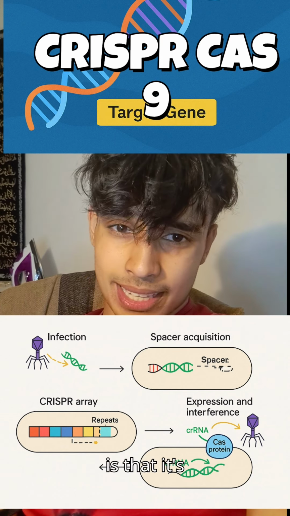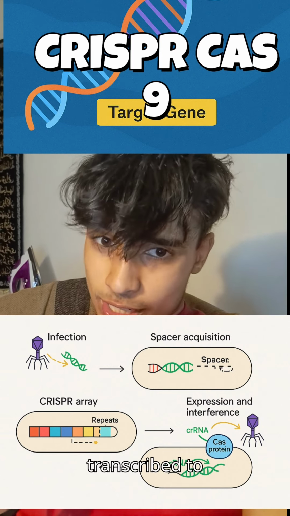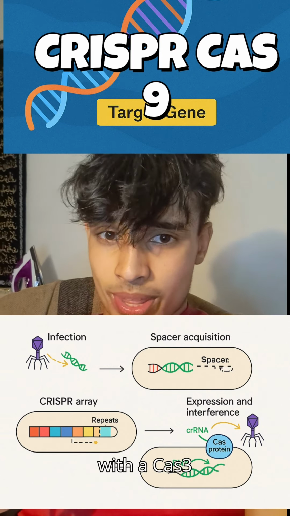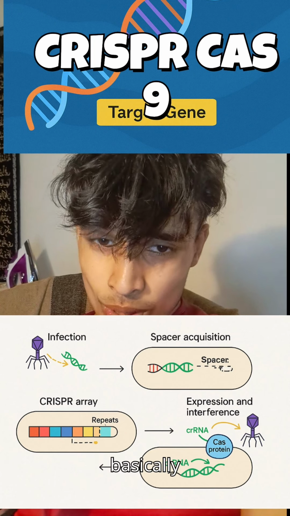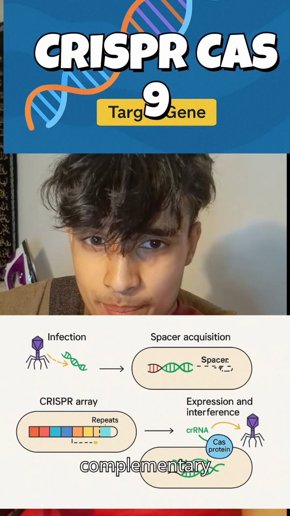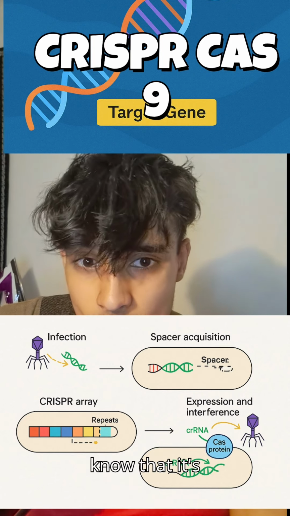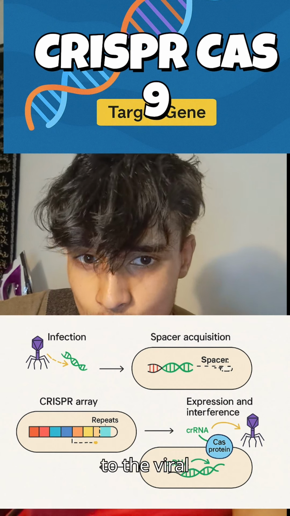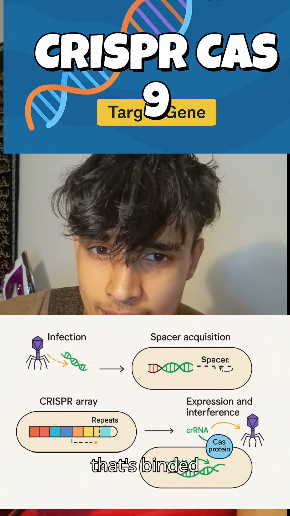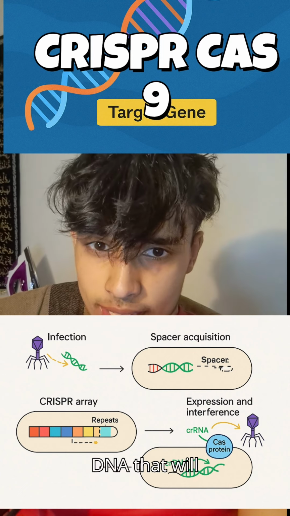So it's transcribed into CRISPR RNA, and after it's been transcribed into CRISPR RNA, you combine it with a Cas3 molecule. The Cas3 molecule basically detects and destroys any viral DNA that's complementary to the CRISPR RNA. Because we know that it's made from a spacer that's complementary to the viral DNA, the CRISPR RNA that's bound to the Cas3 complex will be complementary to the viral DNA that will be inserted.